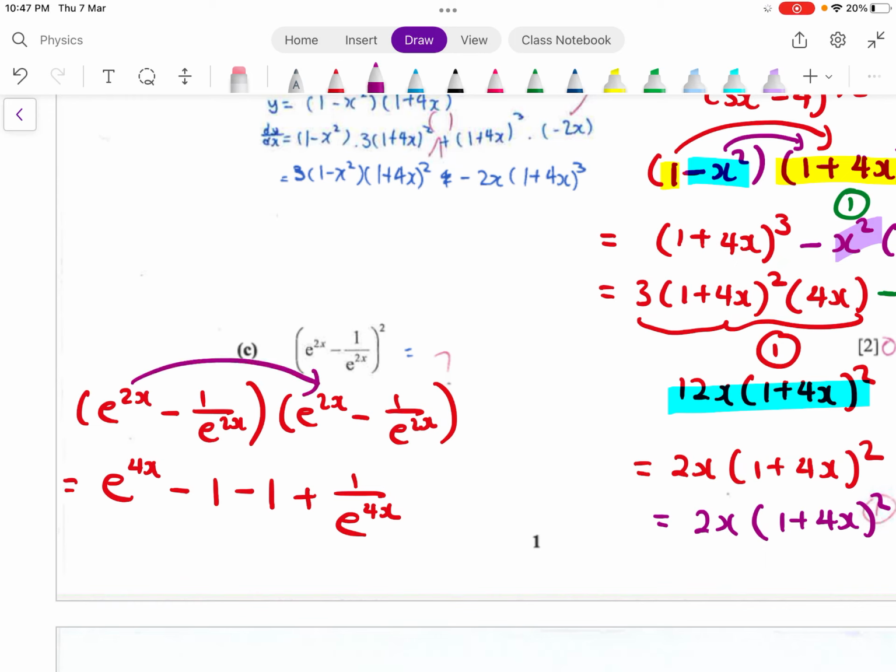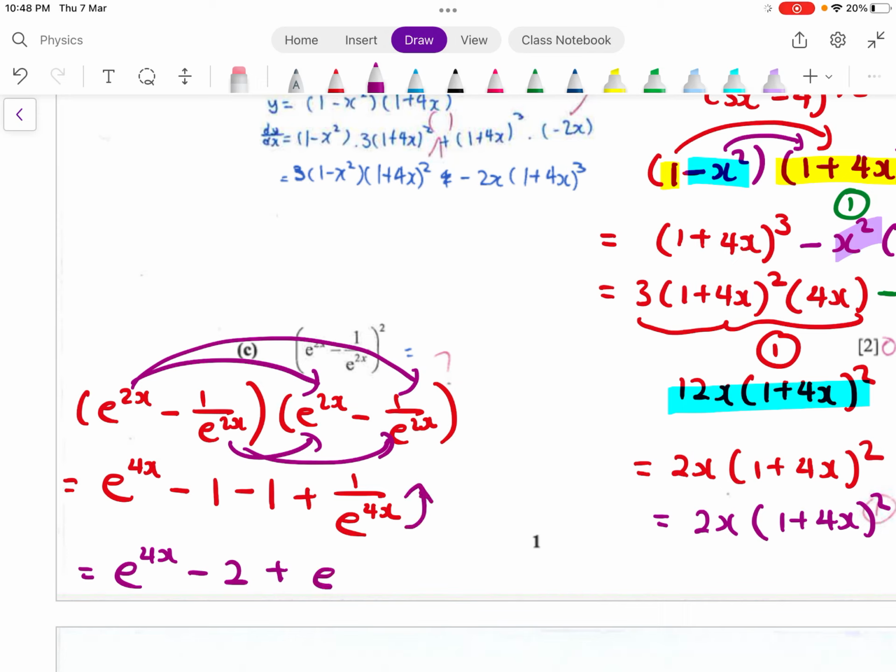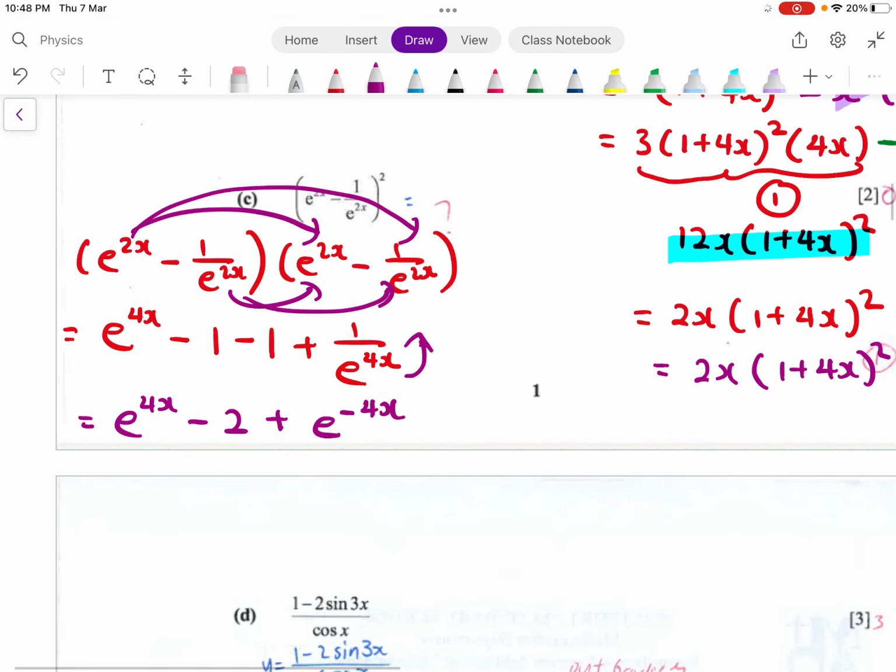So just do a rainbow, 1, 2, 3, and 4. With this I'll get e^(4x), then minus 1 minus 1 is minus 2, plus 1 over e^(4x). For 1 over e^(4x), you make it into non-fraction form because later I want to differentiate, it's easier. So make it into non-fraction form by moving this up, and you'll get e^(-4x). So that is the expanded part. After you do the expansion, you can see only 3 terms, so it's quite simple to expand and quite simple to differentiate. You just need to differentiate term by term.